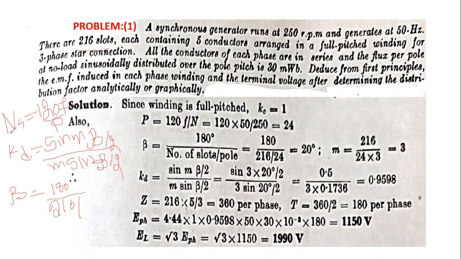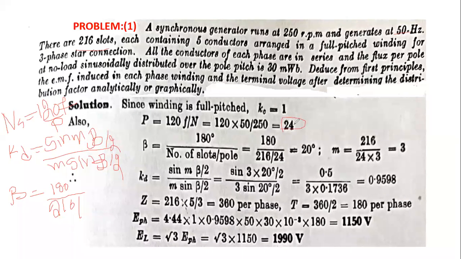What is the Ns? The synchronous speed is equal to 250 RPM. Therefore, 250 is equal to 120 into F, the supply frequency of 50 Hz, divided by P. Then we determine the P value, that is 24. Therefore, P is equal to 24.